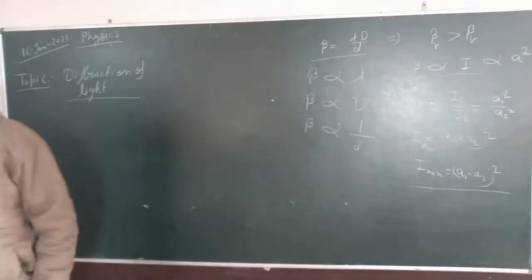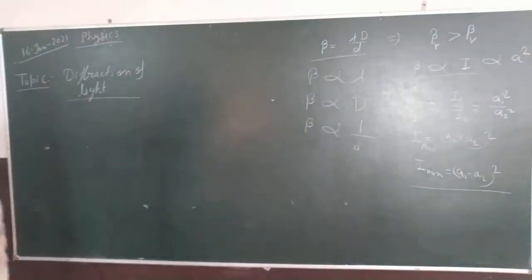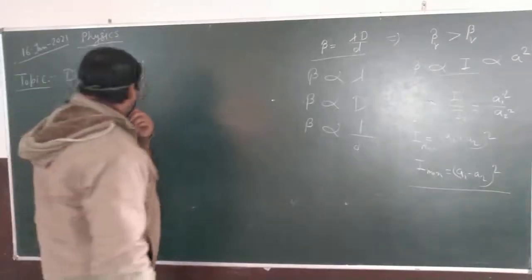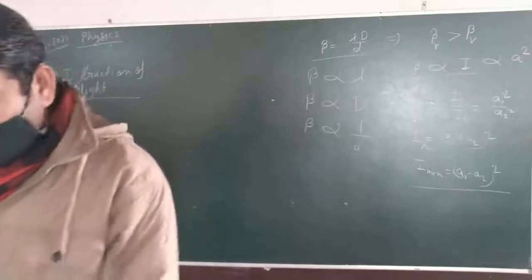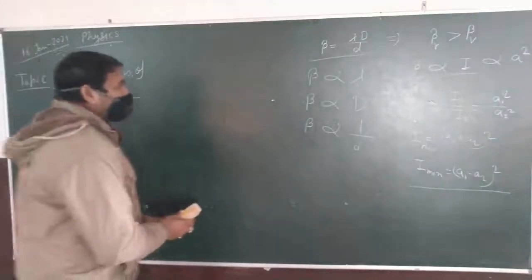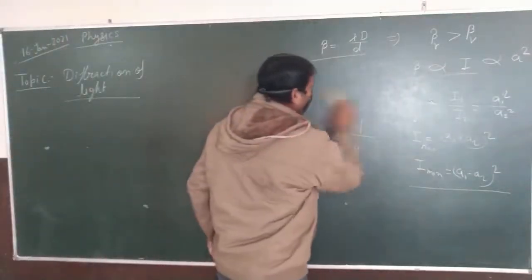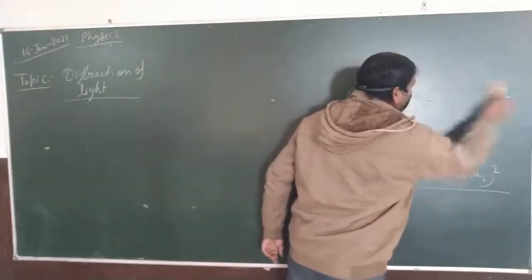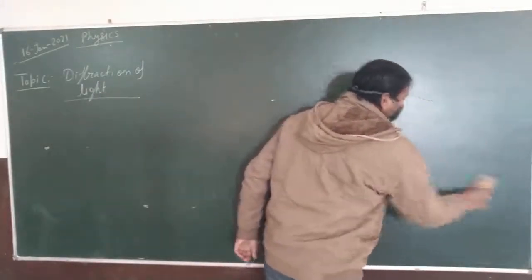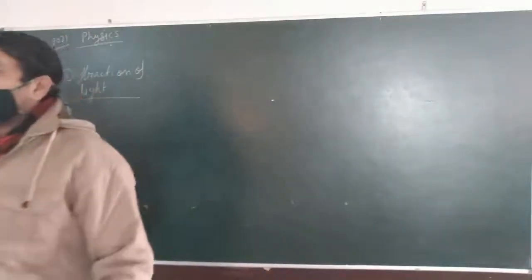Okay, now students, we will discuss the diffraction pattern. Just before we write about diffraction, let us understand what it is. Usually diffraction is the bending of light towards the shadow of an obstruction or obstacle that appears in the path of light.